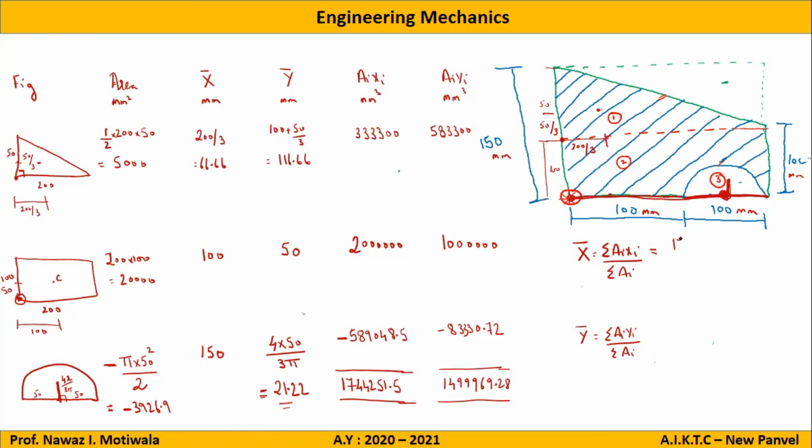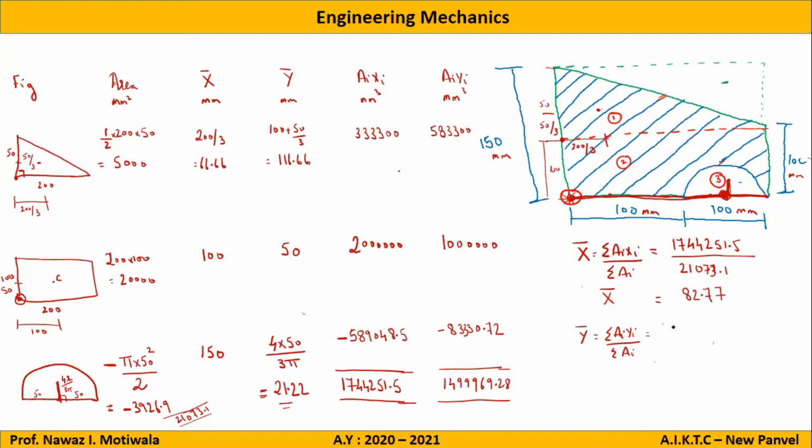So summation of ai xi is 174425 1.5 divided by summation of ai. Okay, what is the summation of ai? 21073.01. Okay, and the answer for x bar is how much? Just divide it and get me the answer. What is the answer for this? 82.77.